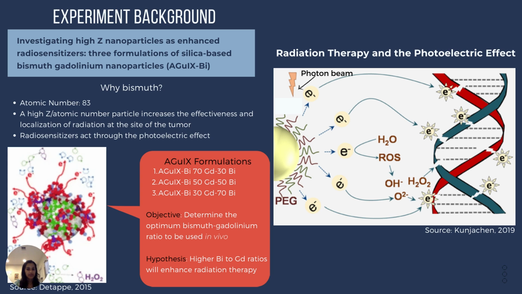Nanoparticles with a high Z or atomic number, like gadolinium and bismuth, can augment the effectiveness of radiation and increase the localization of radiation doses at the site of the tumor. Nanoparticles act as radiosensitizers through the photoelectric effect to cause radiation enhancement when a photon interacts with high Z particles and leads to a greater production of secondary electrons, which generate DNA double-stranded breaks. These double-stranded breaks lead to DNA damage and incur an additional immune response to target cancer cells.